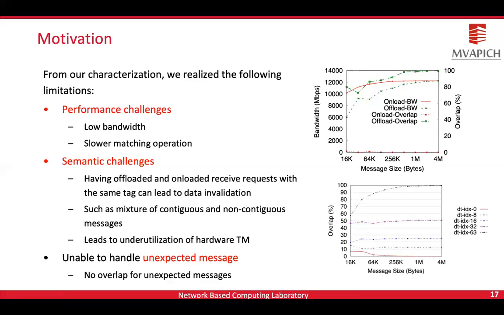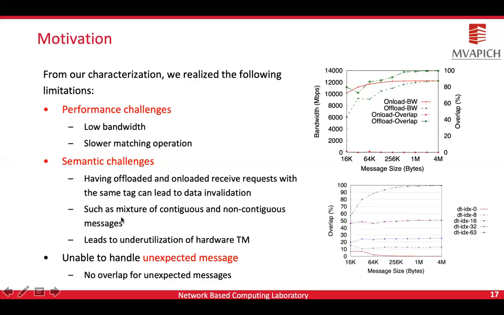So it is important because a lot of applications can have a mixture of contiguous and non-contiguous data types, and also because of some performance challenges, sometimes we don't want to offload some of the receive requests. Therefore, in order to maximize the utilization of hardware tag matching, we need to take care of this challenge as well.